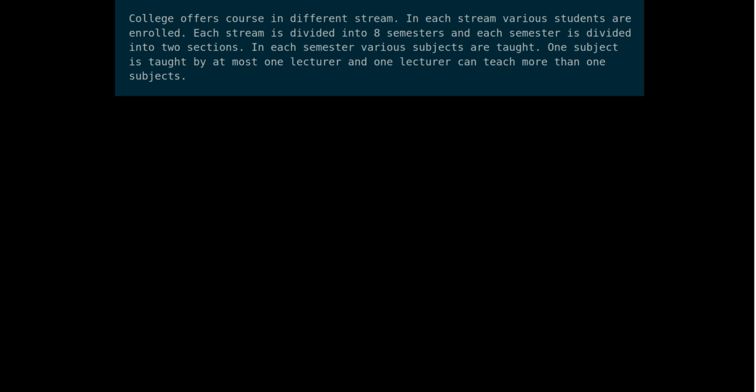In this video, we are going to draw an ER diagram for this scenario. So this is the question given. A college offers course in different stream. In each stream, various students are enrolled. Each stream is divided into 8 semesters and each semester is divided into 2 sections. In each semester, various subjects are taught. One subject is taught by at most one lecturer, and one lecturer can teach more than one subject.